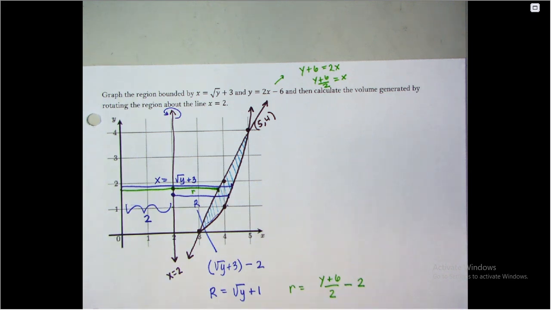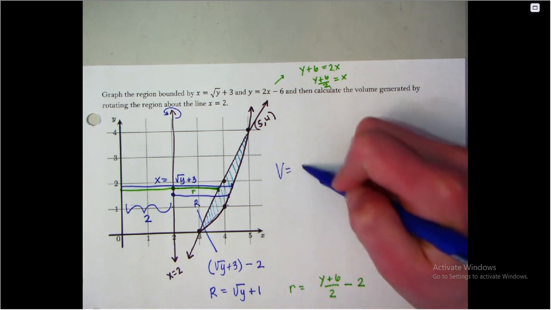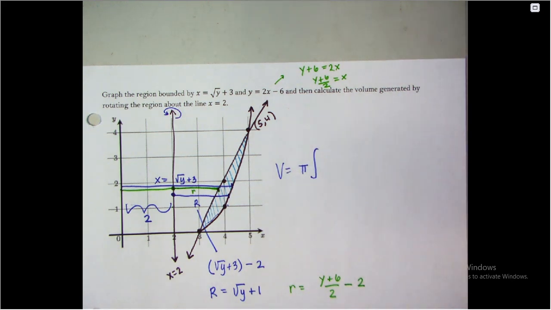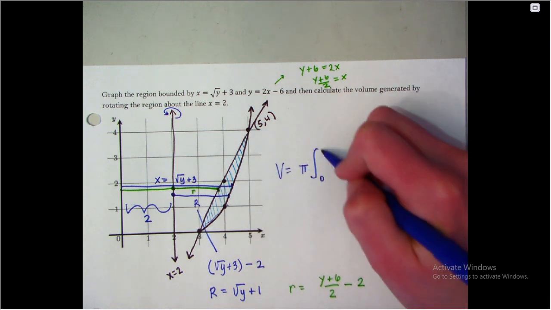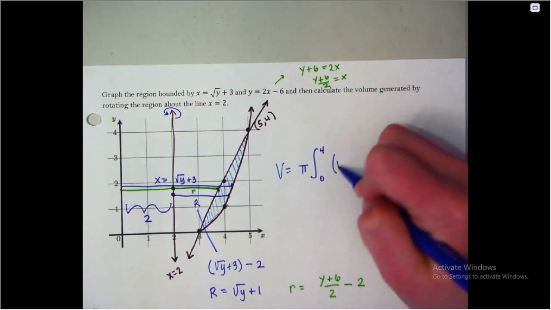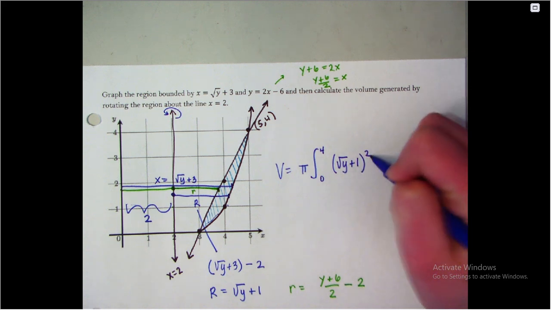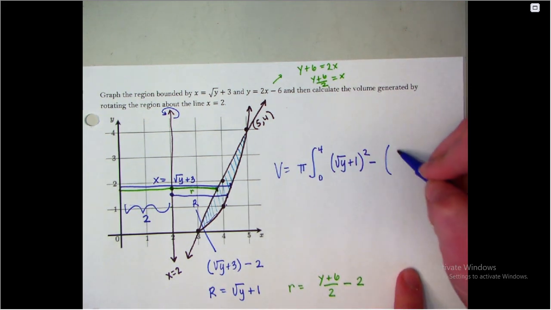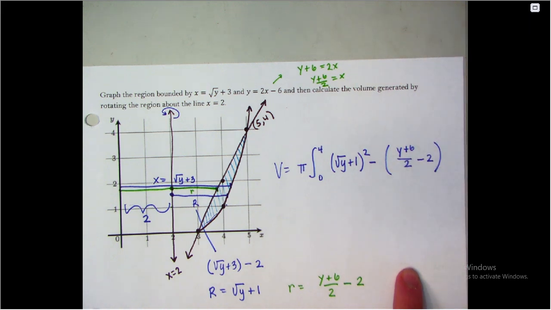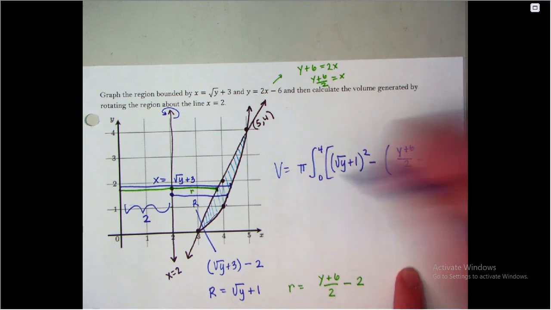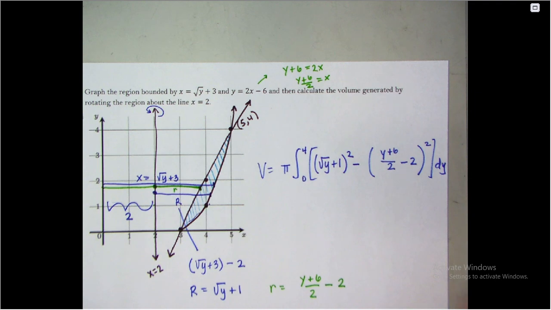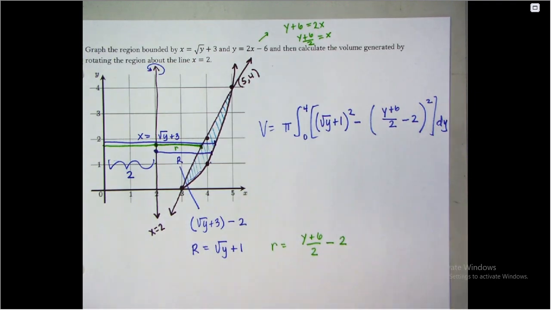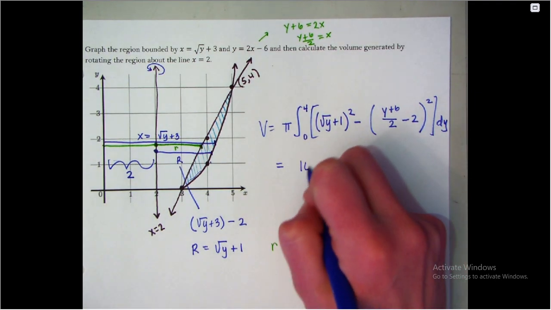Putting that all together, volume equals pi. I'm working in dy. So let's see, my region starts at y equals 0 and stops at y equals 4. My capital R, square root of y plus 1, quantity squared. My little r, y plus 6 over 2 minus 2, quantity squared, and dy. So there's capital R squared minus little r squared. Put that all together, type it in your graphing calculator, you should be getting 16.755.